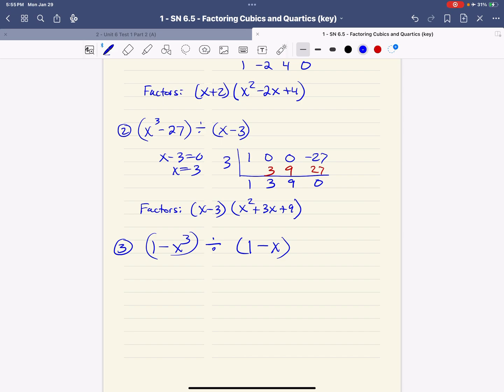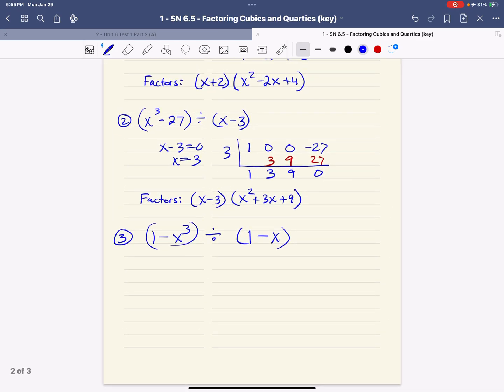Okay, so what do we got here? This is a strange looking problem. We didn't do one of these while we were doing this lesson, but I'm going to show you how to handle it. What we need to do is rewrite this as negative x cubed plus 1, and then divide that by negative x plus 1. And now the steps are the same.